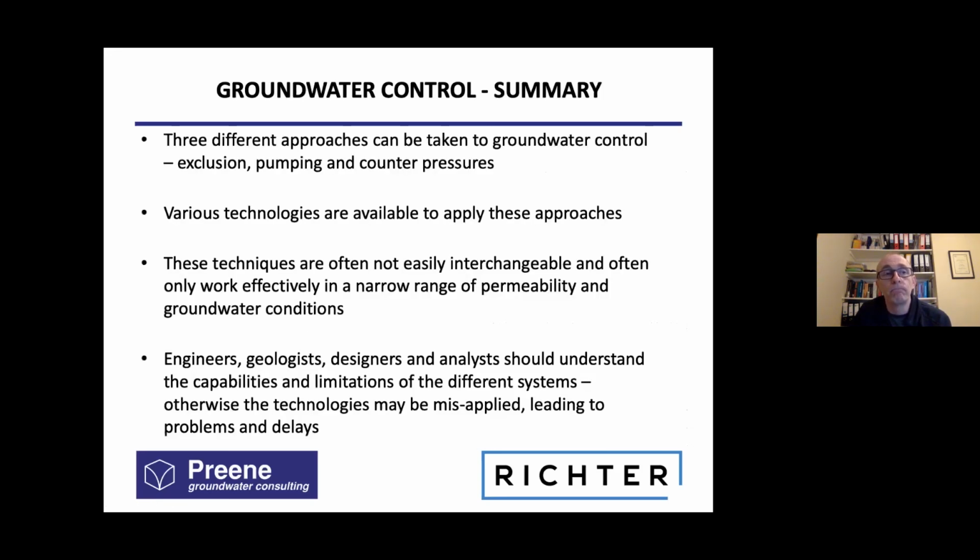machine. So to summarize, I've taken you through the three different approaches to ground control: exclusion, where we're trying to keep the water out; pumping, where we use wells and sumps to lower the groundwater level; and fluid counterpressures, where we have a confined space like a tunnel or a shaft, we can pressurize that to keep the water out. And I've described the various different technologies which can be used to apply each approach.